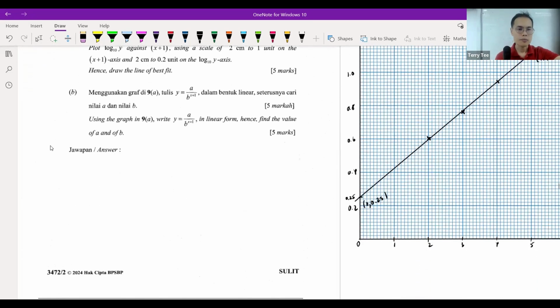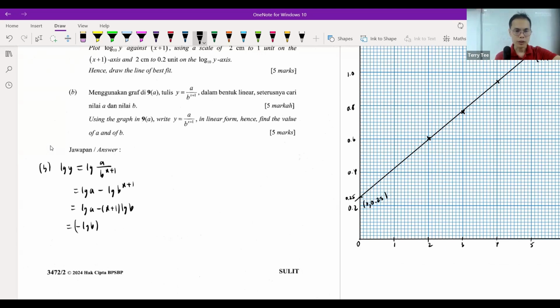So this is y equals A times B to the power of x plus 1. We convert by introducing LG on the left and on the right. Split this into LGA plus LGB to the power of x plus 1. The x plus 1 you transfer in front, so this is LGA plus x plus 1 times LGB. Now let me arrange further by putting LGB in front. This represents your gradient.